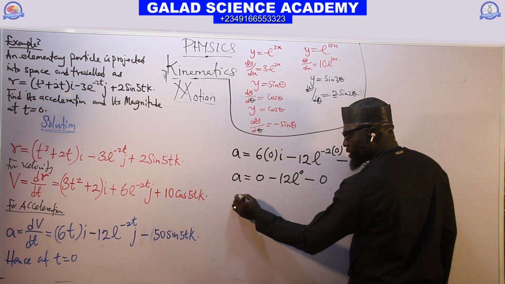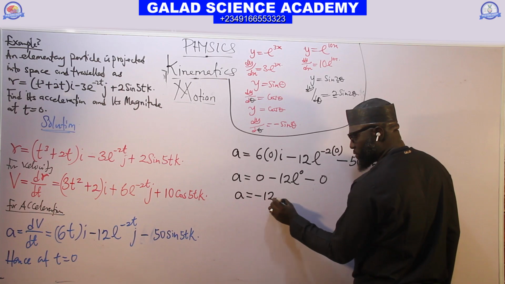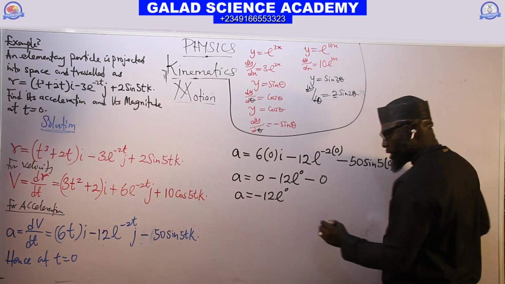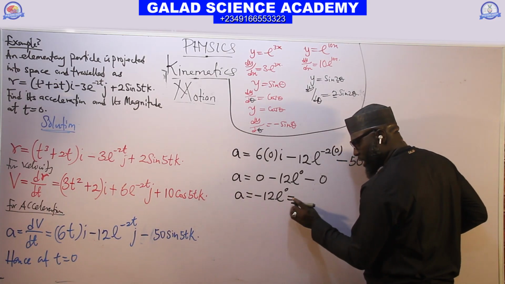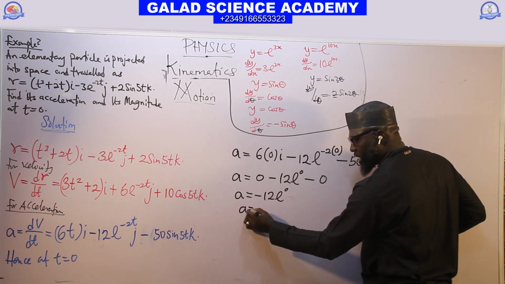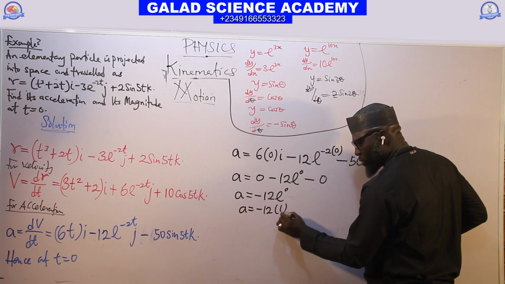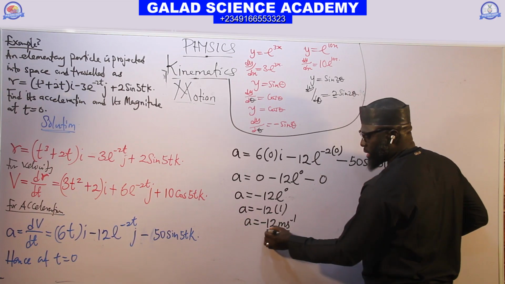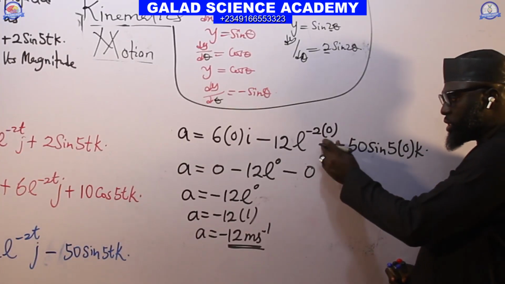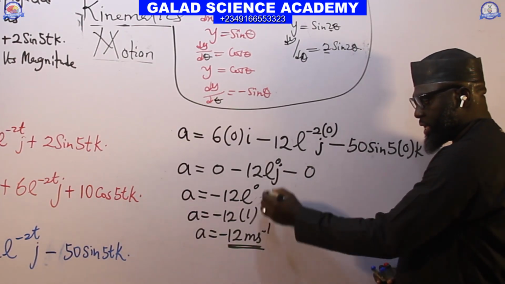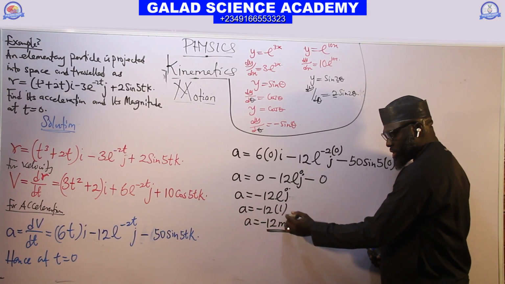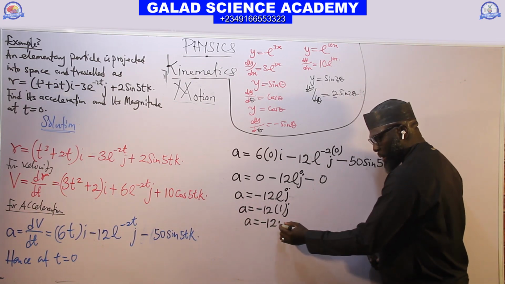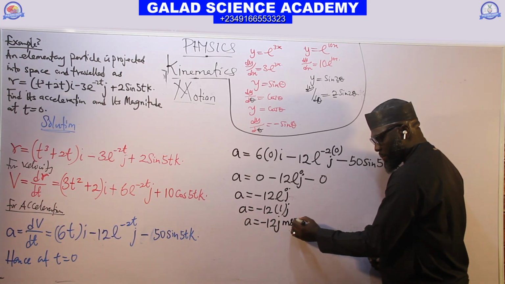So the final answer is, acceleration is minus 12 e exponential 0. From the law of indices, anything to power 0 is 1. We now have acceleration a equal to minus 12 times 1, so a should be minus 12 meter per second squared. I forgot j here. So we have j here. The final answer will be minus 12 j meter per second squared.